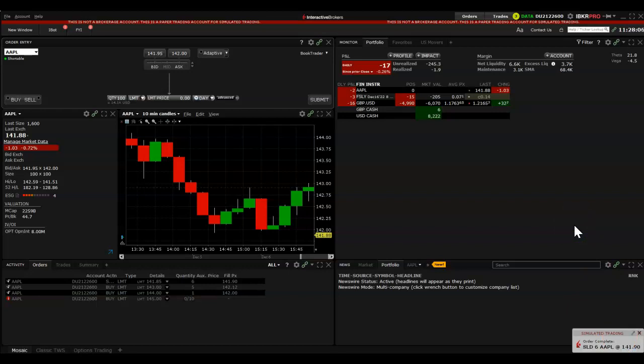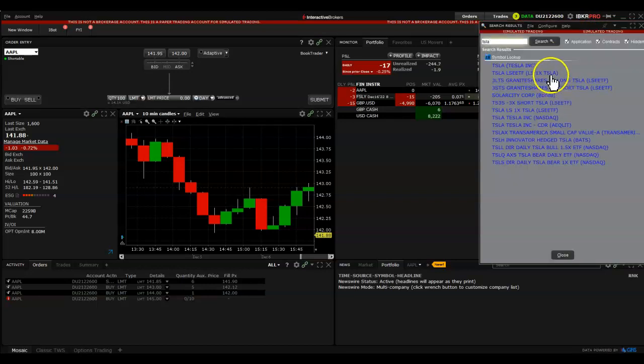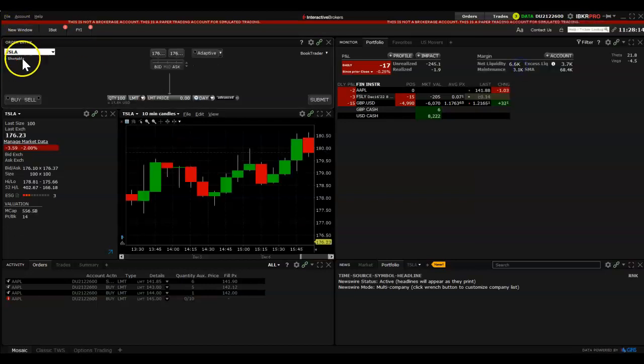And that's the same with any stock, even penny stocks, whatever stock you want to do. Let's say you want to do Tesla, it's the same. You click there, you click on Tesla. Now this changes to Tesla, and it's the same idea again. Okay, so it's as simple as that.